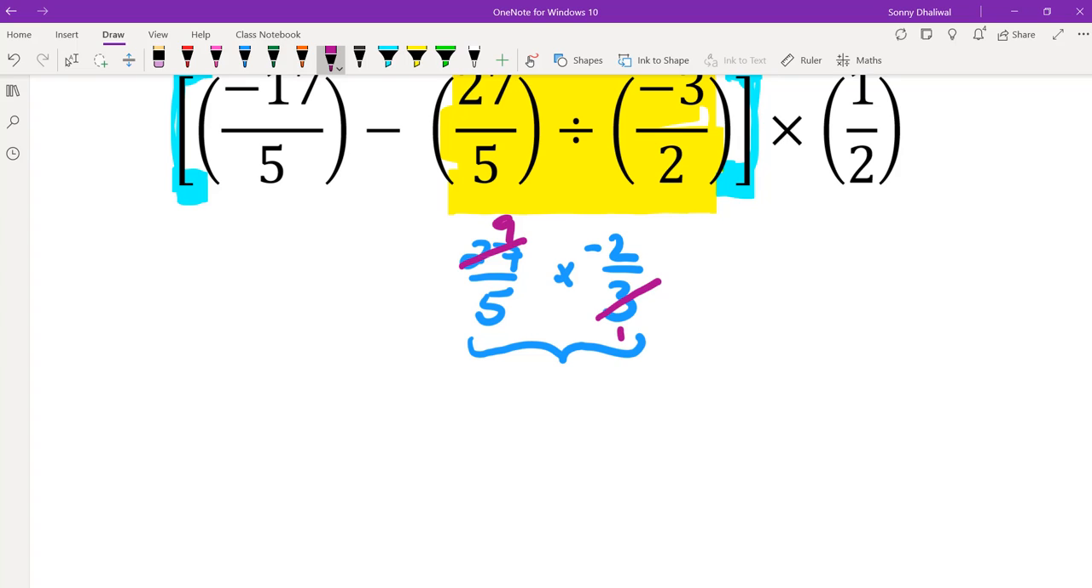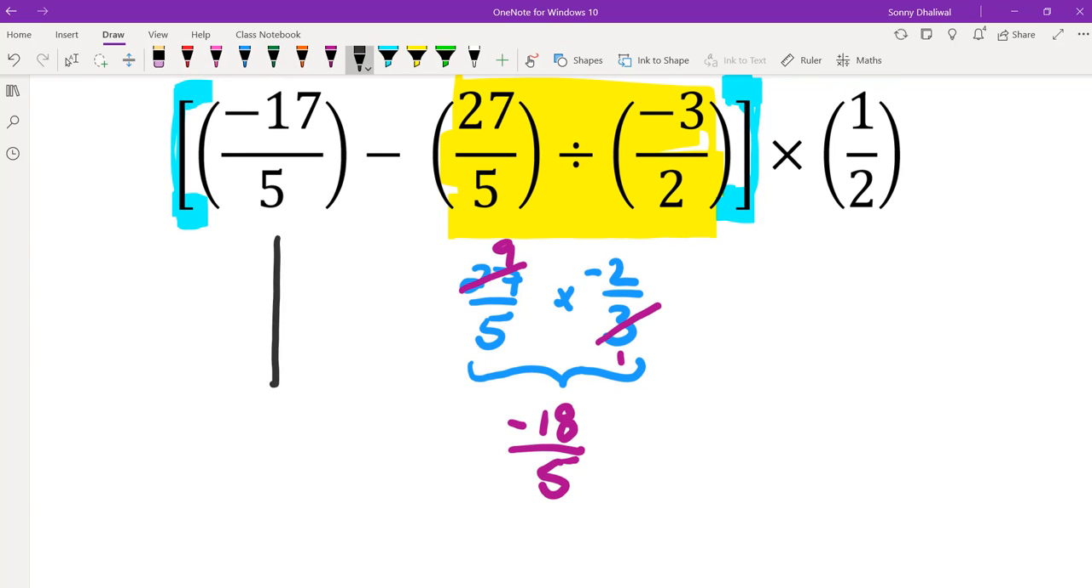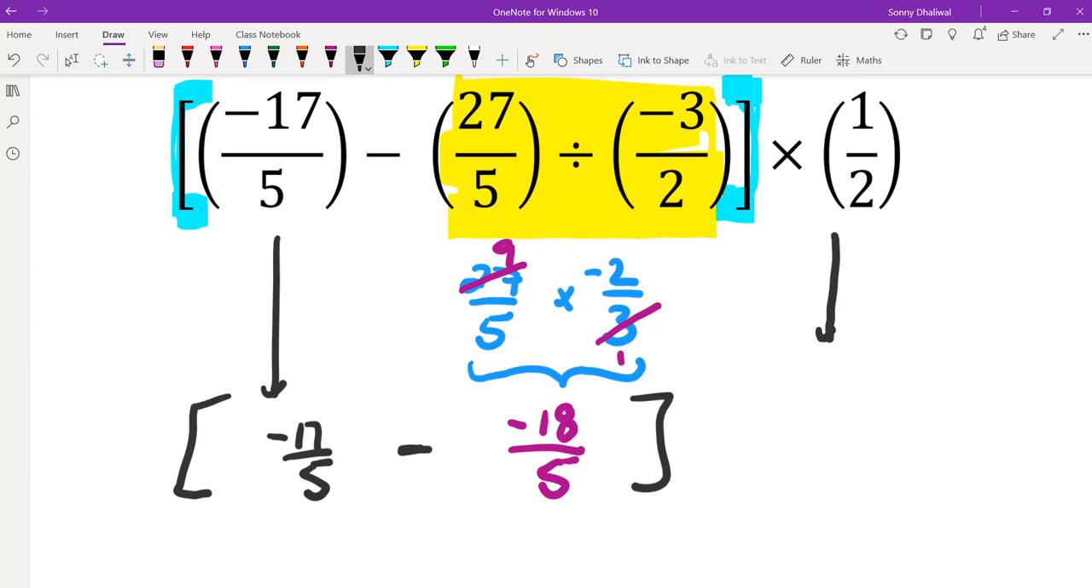Okay. And I think that's it. So we multiply the tops together. That's negative 18. Multiply the bottoms together. We have a 5. Okay. Now we bring the rest of everything down. Well, this coming down is negative 17 over 5 with a minus sign in between here. Bringing this one down times a half.